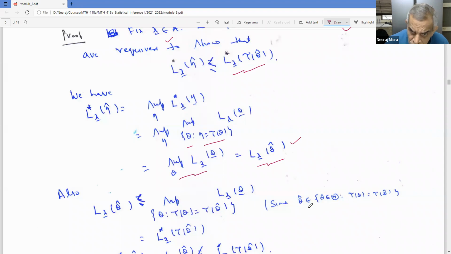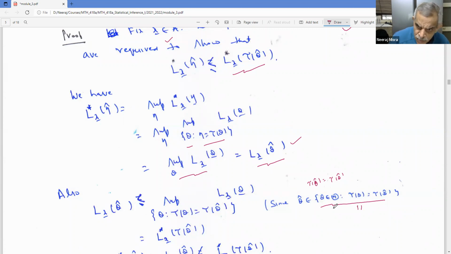Why? Because tau of theta hat is always the same as tau of theta hat. So when I am looking at the set of all those thetas such that tau theta is the same as tau theta hat, clearly theta hat satisfies this. And you know that a supremum over a smaller set is smaller. So since theta hat is one particular element of this set, the supremum over a singleton is the singleton only.